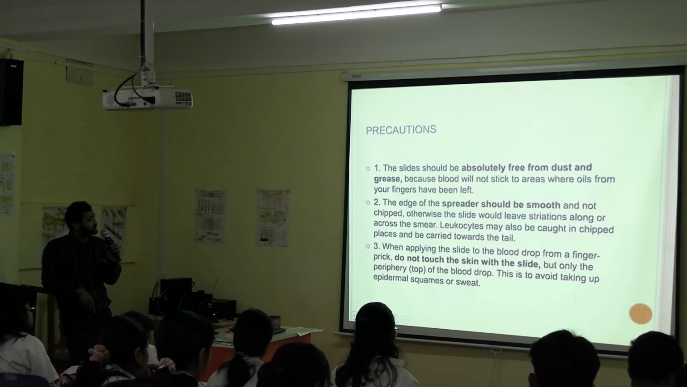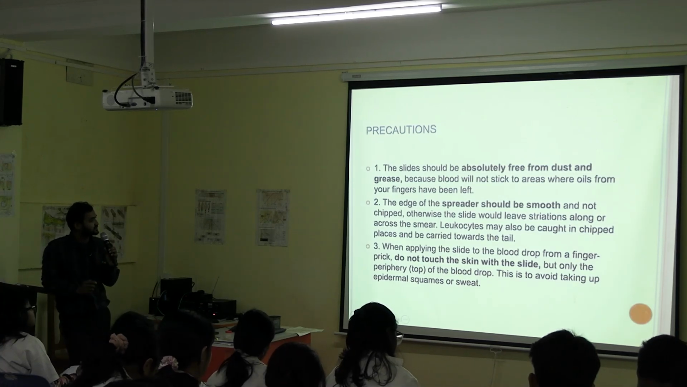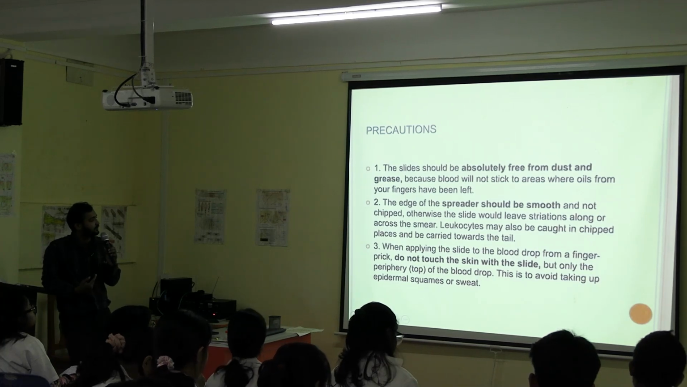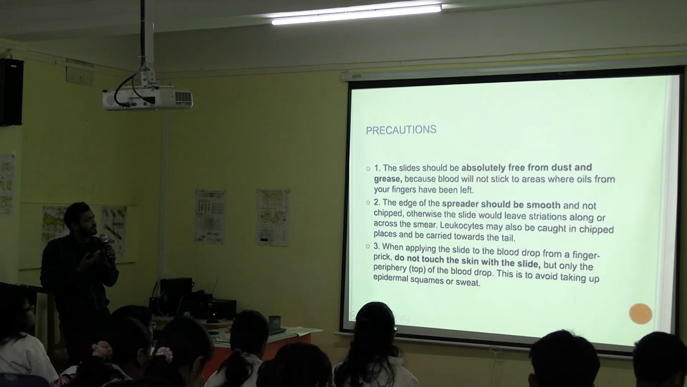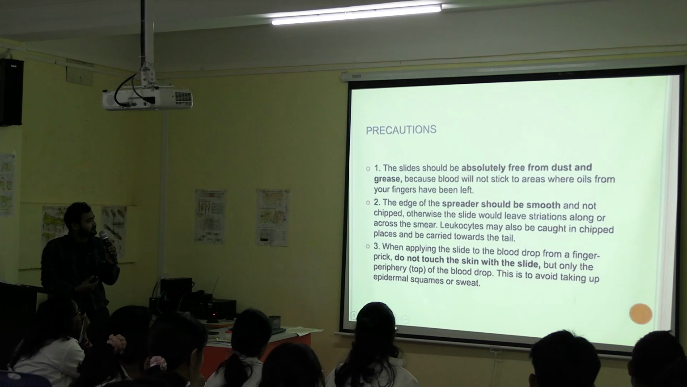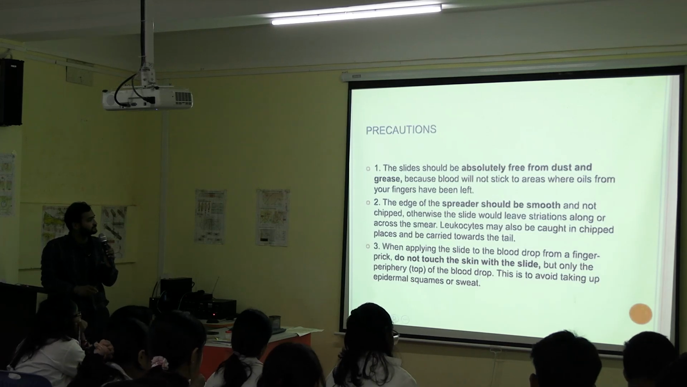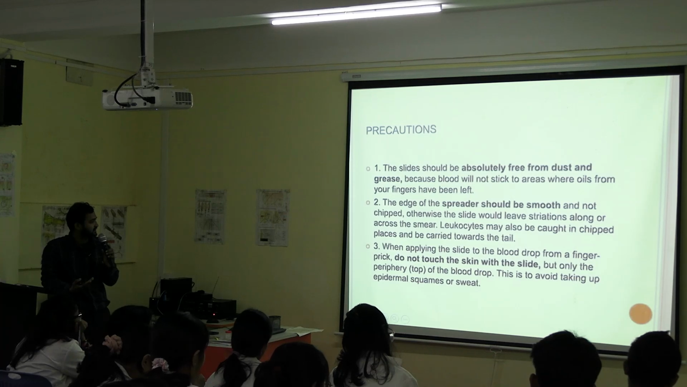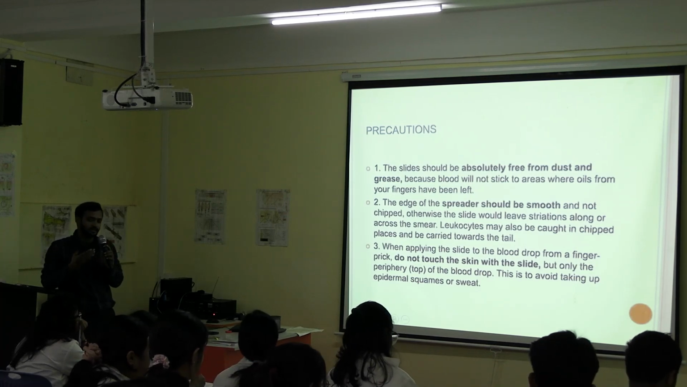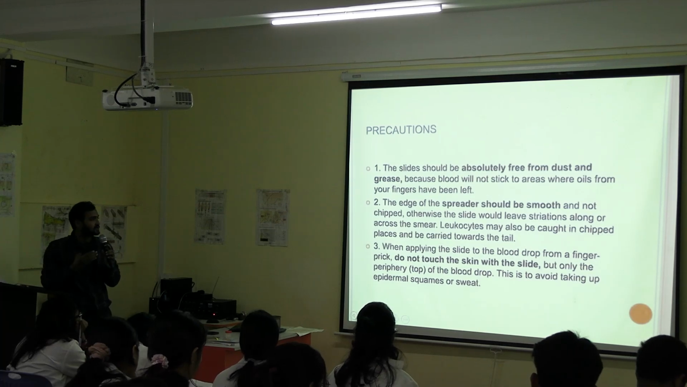The edge of the spreader should be smooth, not chipped, otherwise the slide would have striations long and across the smear. This is the reason why we need a smooth, not chipped edge. Leukocytes may also be caught in the chipped places and be carried towards the tail, because this will give you an uneven smear. The shape of the smear should be tongue shaped, smooth and uniform.